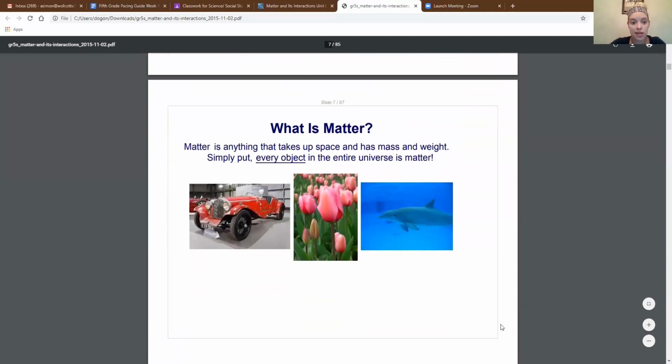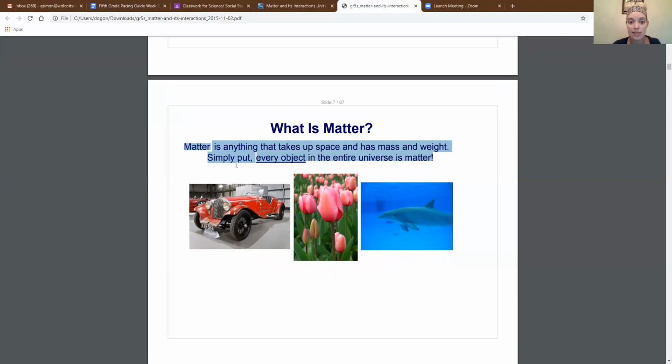So this is what you're going to have to write down. Matter is anything that takes up space and has mass and weight. Simply put, every object in the entire universe is matter, okay? So it's anything that takes up space and has mass and weight, but it's everything, okay? And we can see here that there are bunches of examples. So cars, flowers, dolphins, those are all examples of matter, okay?